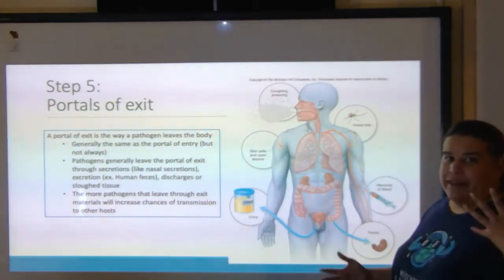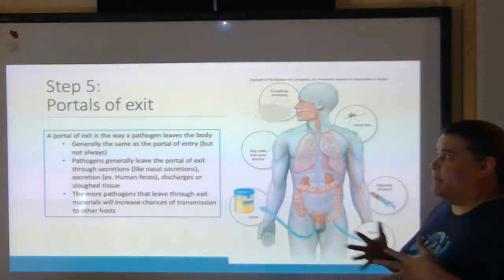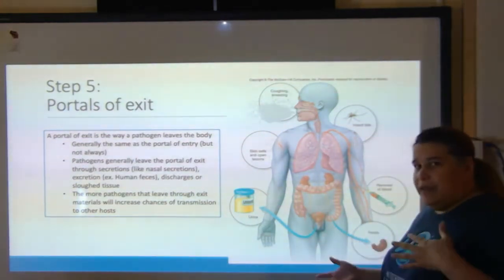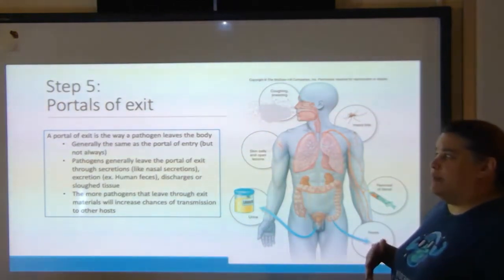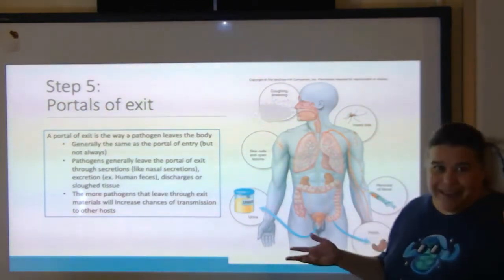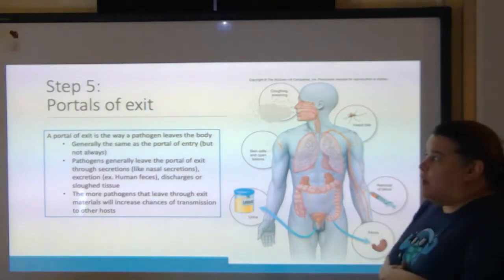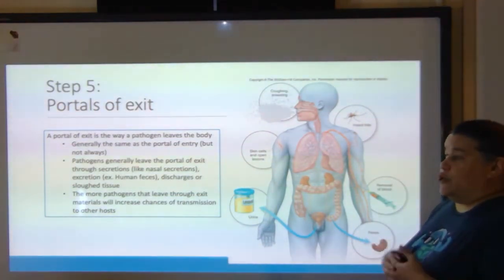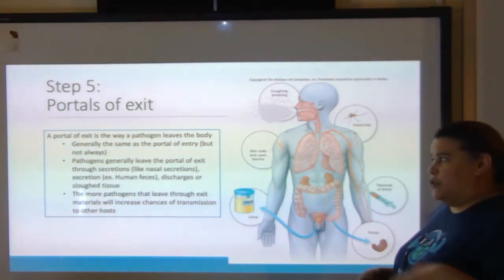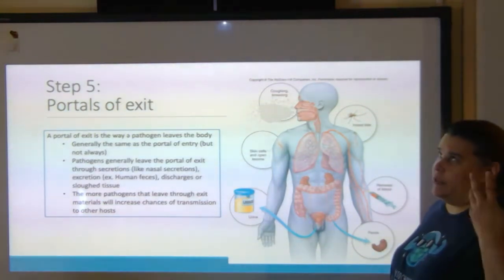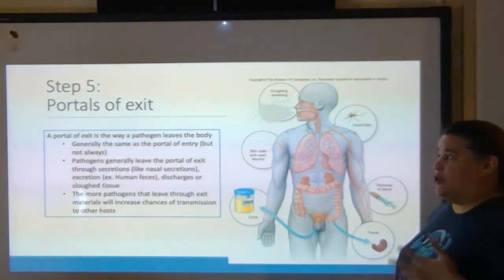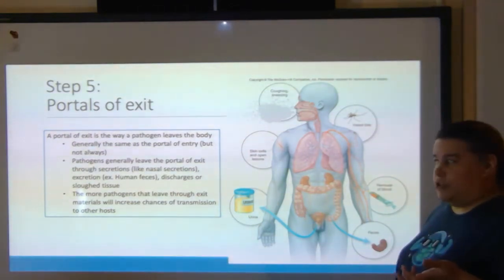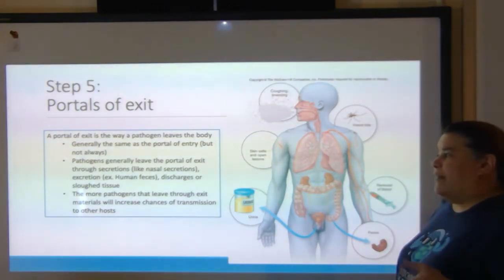Portals of exit. How do I get out of the body if I've infected somebody? Generally, they're going to be the same as the portal of entry, but science, so not always. Pathogens generally leave the portal of exit through secretions like nasal secretions, excretions, things like human feces, discharges, or even sloughed off tissue.